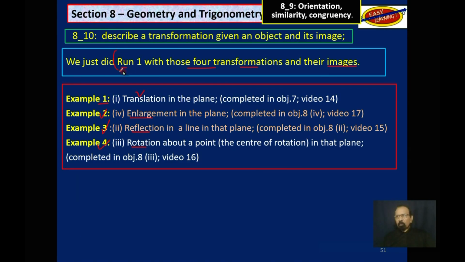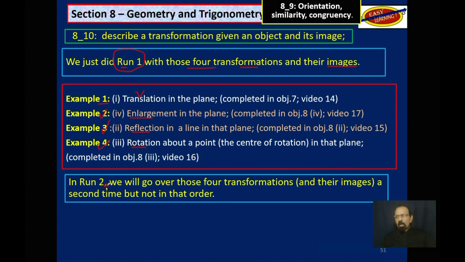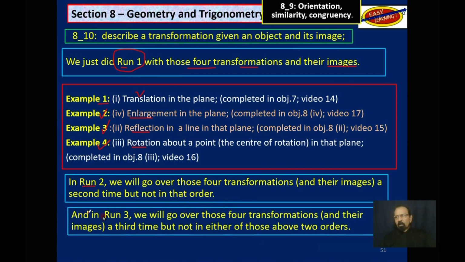That was run 1. We are going to do our run 2, cover those same grounds, but not in that order. So we will look at another 4 examples, 5 to 8. And once we finish that, we will go over that again with run 3, the same 4 transformations, but not in that order nor this order. We'll change up the order here. So run 2.